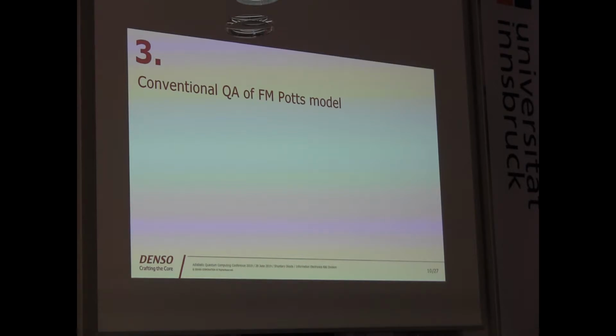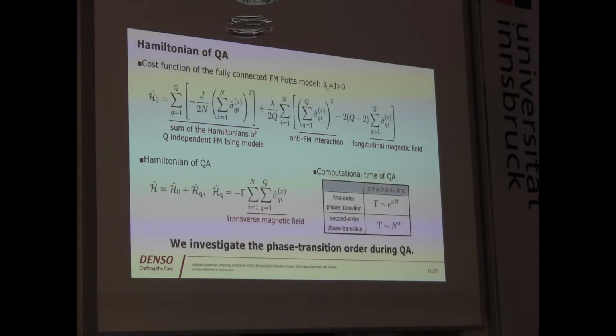Next, I show a first-order phase transition occurs during quantum annealing of the ferromagnetic Potts model, indicating quantum annealing cannot solve the ground state search of the ferromagnetic Potts model. This is the cost function of the fully connected ferromagnetic Potts model. The first term is the sum of the Hamiltonians of Q independent ferromagnetic Ising models, and the penalty term consists of the antiferromagnetic interaction and the longitudinal magnetic field.